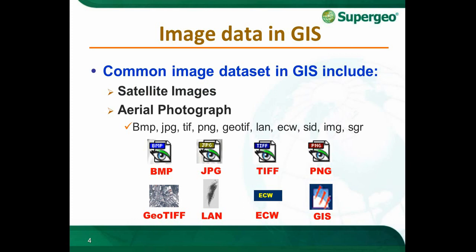Now, some very common image data in GIS include satellite images and aerial photographs. Some of the file formats are bitmap, BMP, JPEG, TIF, PNG, etc. And within SuperGIS Desktop, the main image data set will be saved in the SGR format, which you can see around here, the SGR format.